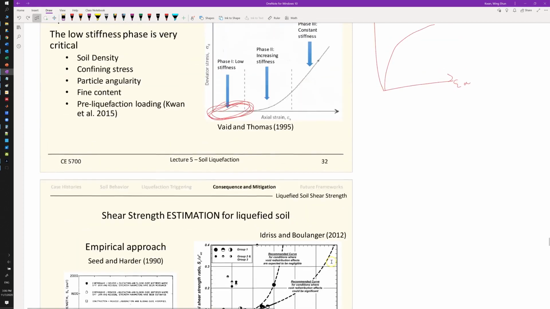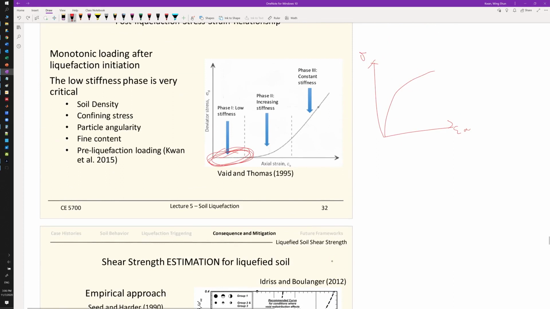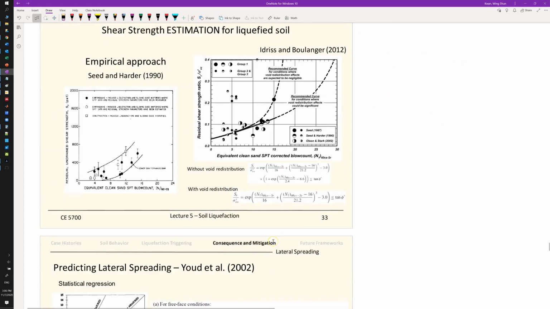So this happened at large displacement, so you could be somewhere here. When you mobilize the soils, you would expect a certain recovery of the strength. And so that is the residual soil strength of liquefied soil. And it's very low, and it depends on some correlations.